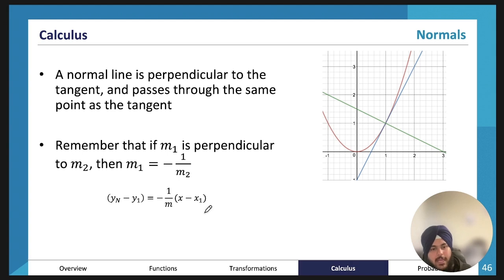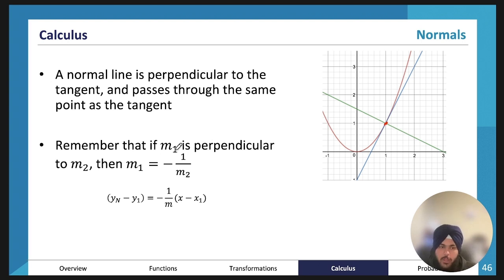Okay, so next we'll look at normals. Normals are essentially just the opposite of tangents. A normal line is perpendicular to the tangent and passes through the same point as the tangent. What that means is that at that point, instead of having a line that has the same gradient, we now have a line that goes perpendicularly through that point with a gradient that is the negative reciprocal of the tangent gradient.